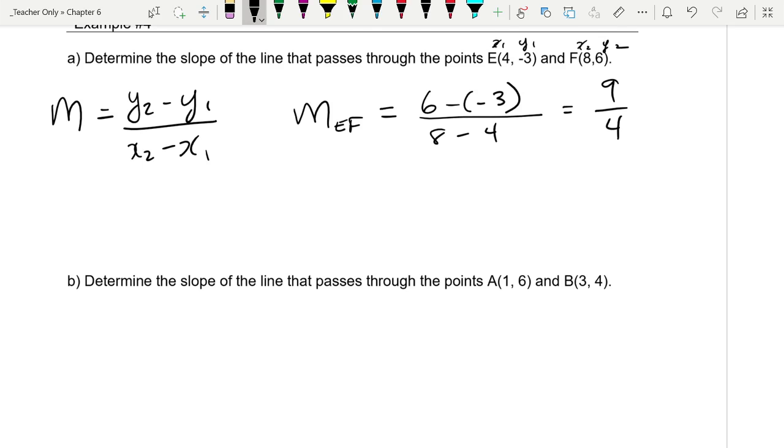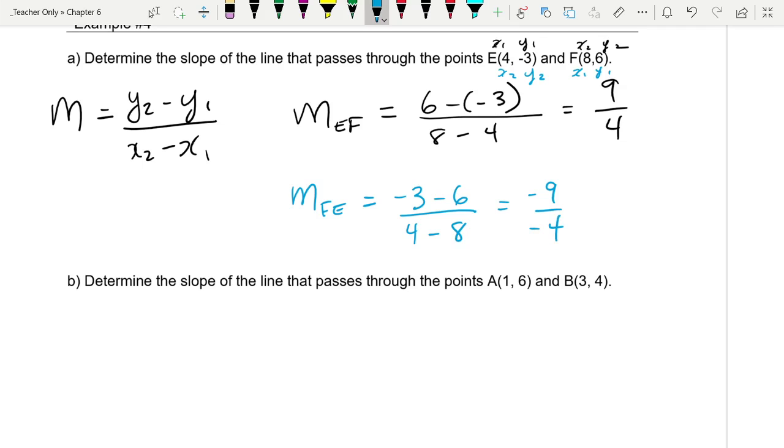I tend to read from left to right, as I think most of us do, so I tend to pick the first point as the one I'll call 1 and 2. But I didn't have to. Let me use a different color. What if I'd called this one x1 and y1, and this one x2 and y2? Then I would have been finding the slope from F to E. So then I would have had -3 minus 6 over 4 minus 8. And please notice I get -9 divided by -4.